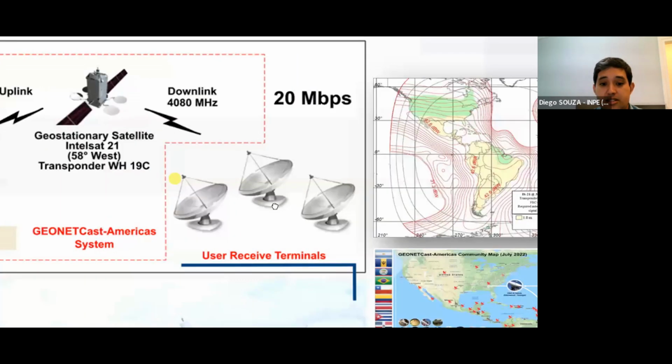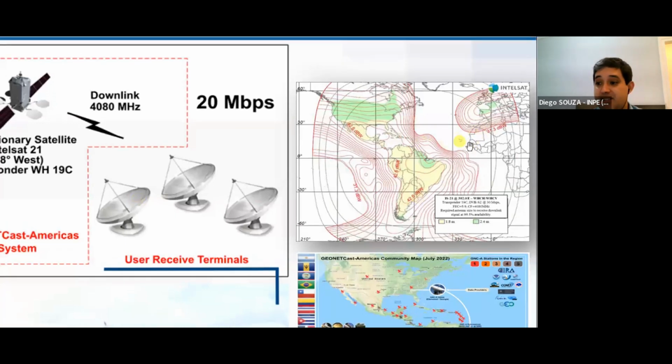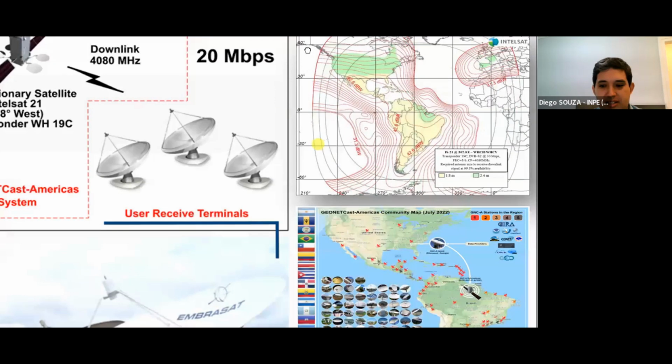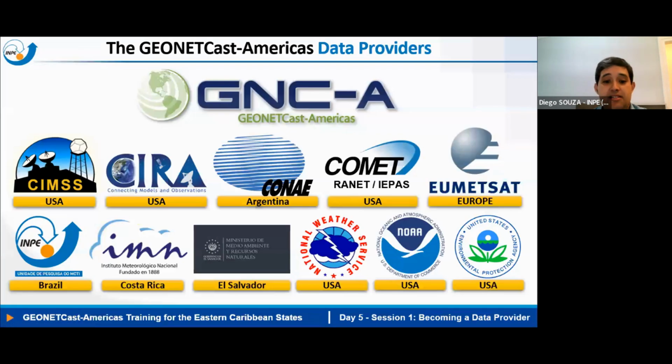All users that are in this covered region, including Nitio in France, as we have seen on the second day here in Europe, receive the data, right? And right now we have approximately 100 users, as you see here, and the uplink station is here in Georgia, okay? And here we have the team, the data providers, right?